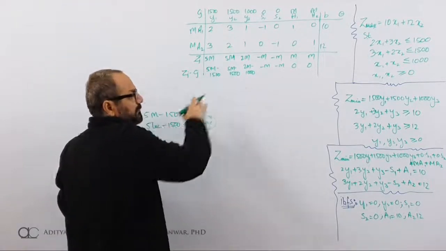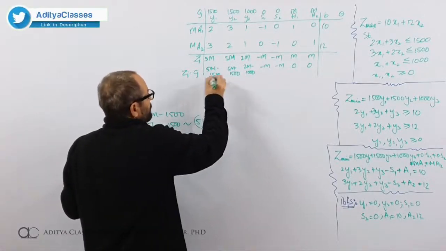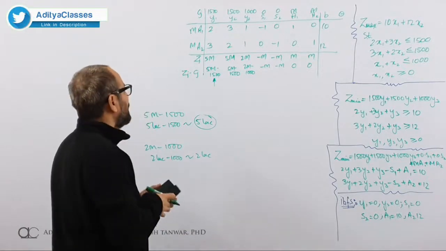Now, both of the values are 5M minus 1500. You can go with any. Let us go with the first one itself. Now, because both are the same, we can go with either of these.